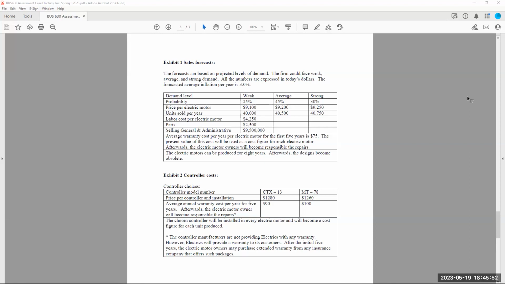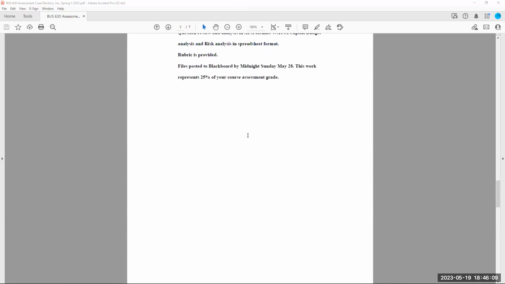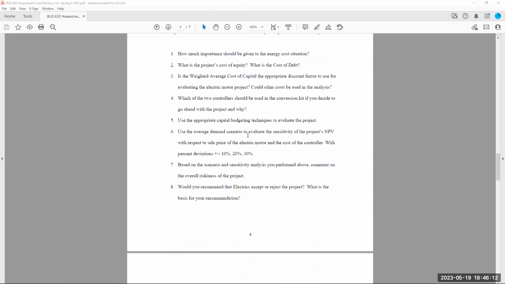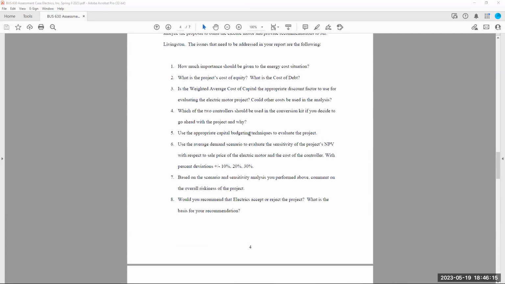Then when you do your scenario analysis in another tab, your scenario analysis will include the weak and the strong in that scenario calculation for NPV, like we did in case number 2. And in regards to the sensitivity analysis, let's go back to the highlighted questions on page 4 that you need to ask or answer in your paper. And I will concentrate on these 8 questions in my review session on Saturday afternoon. But one thing to note is question number 6, where it's given to you the percent of deviations of your sensitivity of 10, 20, and 30.